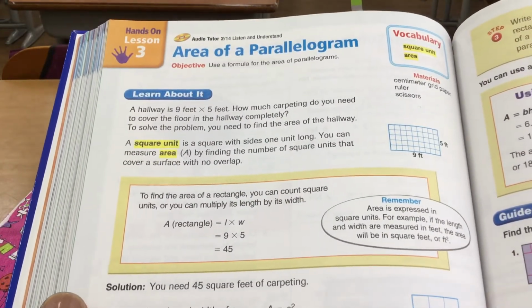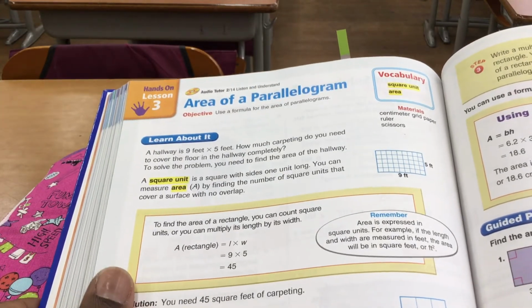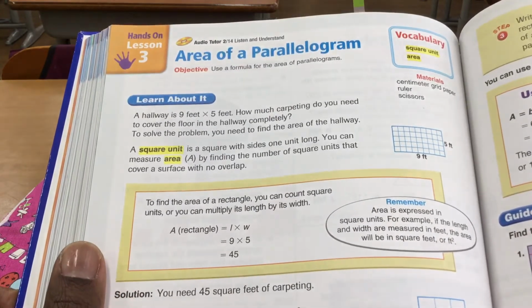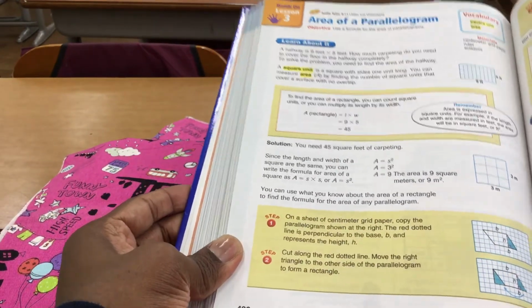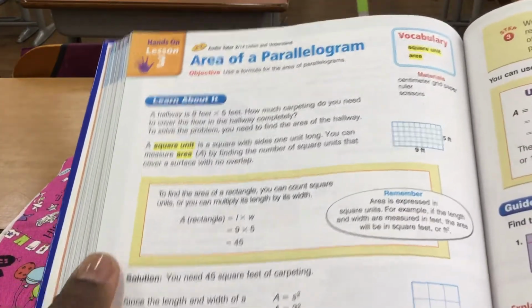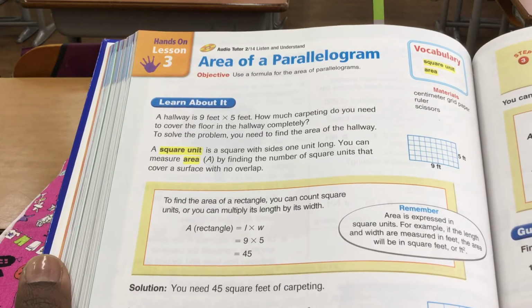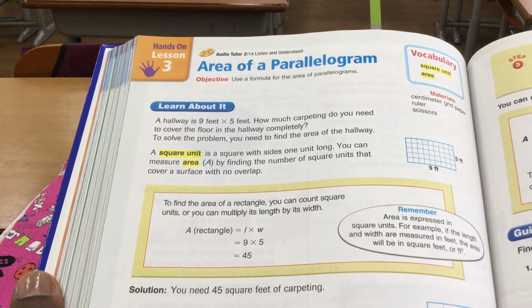So last week we talked about perimeter, okay? Today we are going to talk about the area. So I'm just going to go through the information in our textbook on page 428. I will also have a PDF file of this page for your reference later on.